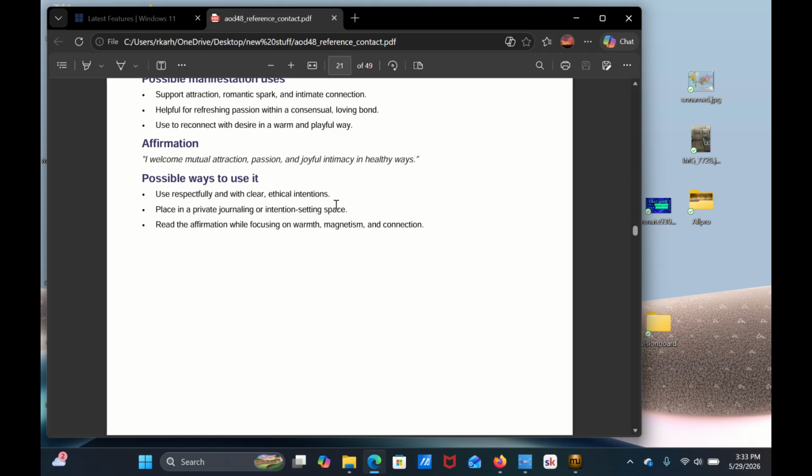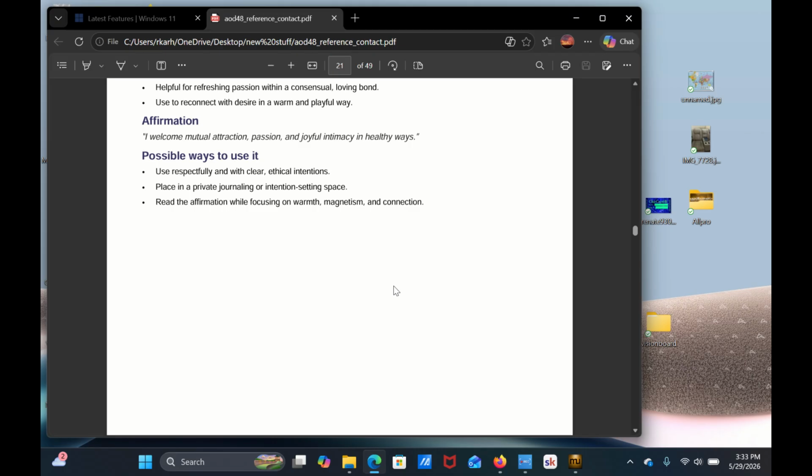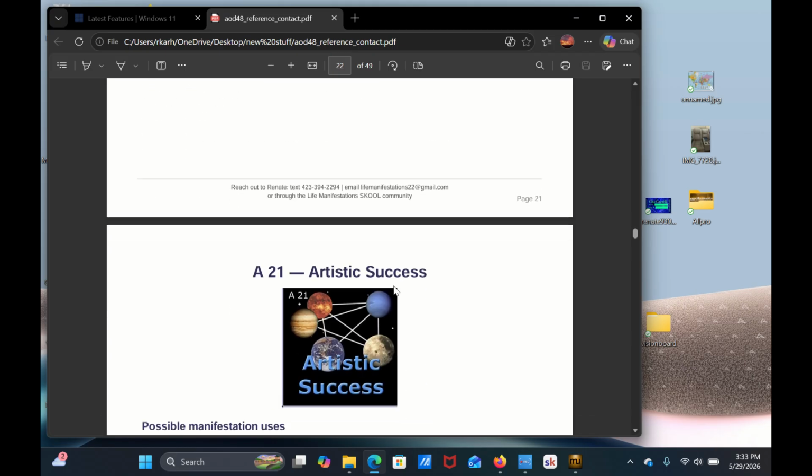Use respectfully and with clear ethical intentions. Place in a private journaling or intention setting space. Read the affirmation while focusing on warmth, magnetism, and connection.